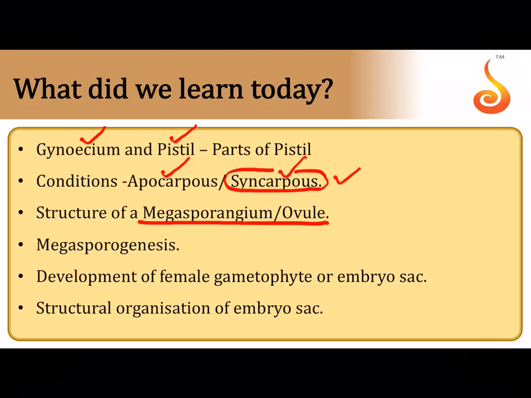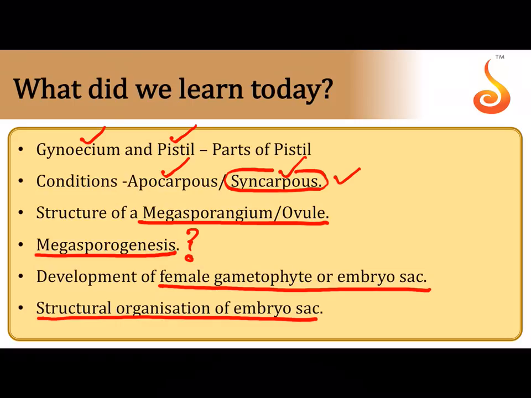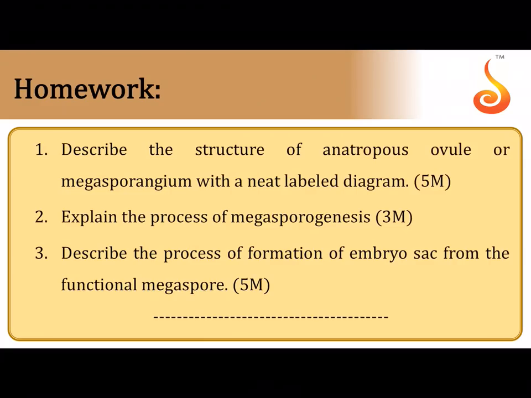Then we saw the structure of the megasporangium or ovule. Then we saw how the haploid megaspore is produced from MMC. Go and find out what is MMC. That is called megasporogenesis. Then we saw that one megaspore becomes an embryo sac or a female gametophyte. And then we saw the structural organization of the embryo sac. Time and again I have been repeating, the 7-celled 8 nucleate structure of the embryo sac, which has the egg in it.